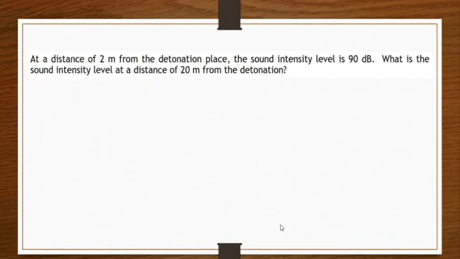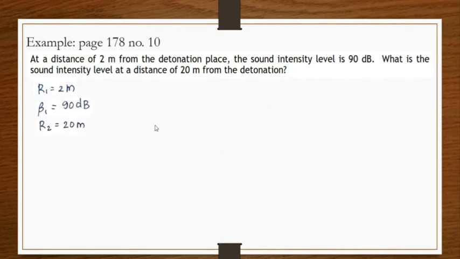And for an example, I will take it from page 178, number 10. At a distance of 2 meters from the detonation place, the sound intensity level is 90 decibels. What is the sound intensity level at a distance of 20 meters from the detonation? R1 is 2 meters, beta 1 is 90 decibels, and R2 is 20 meters. So we want to find beta 2.